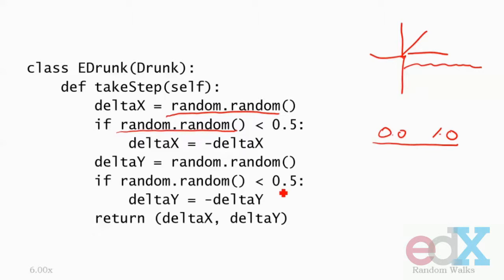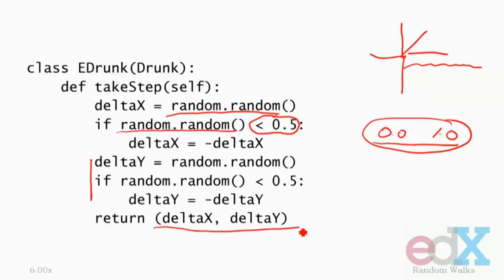Now you might think, oh, this is introducing a little bias because I've said less than, and suppose it hits 0.5. Well, the truth is it will almost never be 0.5 because the number of floats in this range is so large, it's highly improbable you'd hit any particular one of them. Then we'll do the same thing over here for y. And so now we've got new values, and then we'll return the tuple delta x, delta y.